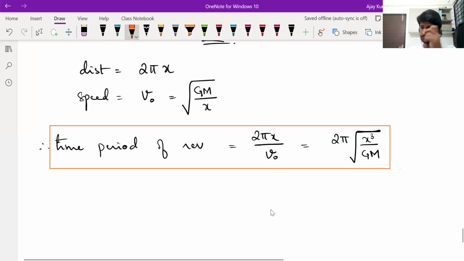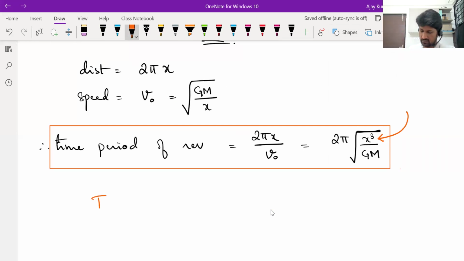And the time taken by the satellite to complete a revolution around the planet depends on the radius in which you place the satellite and, of course, the mass of the planet. Now, usually we are interested in satellites around the Earth, so mass is always mass of the Earth. Then time period is proportional to square root of x cube, or you can say x power 3 by 2.